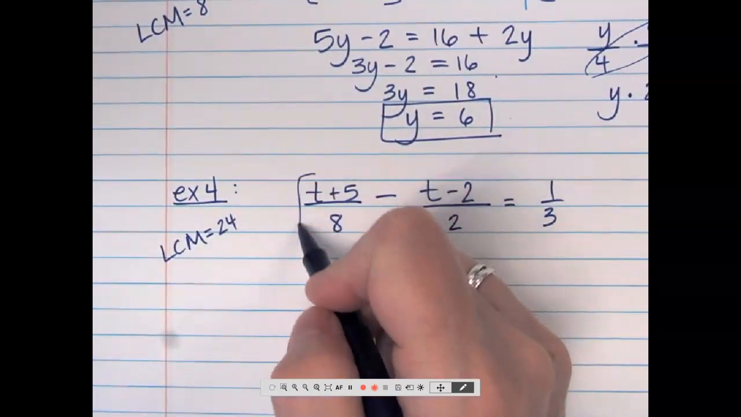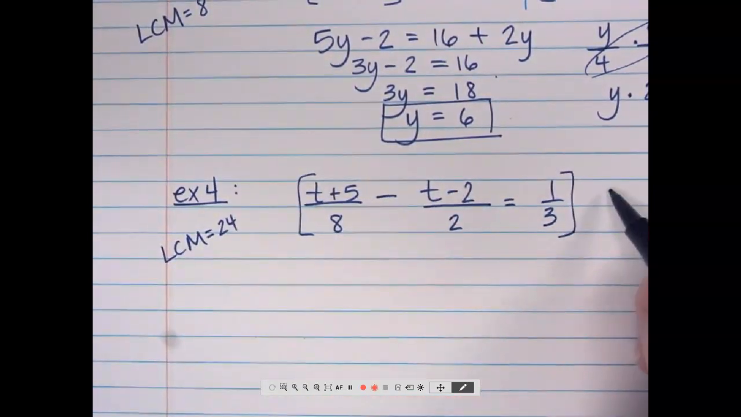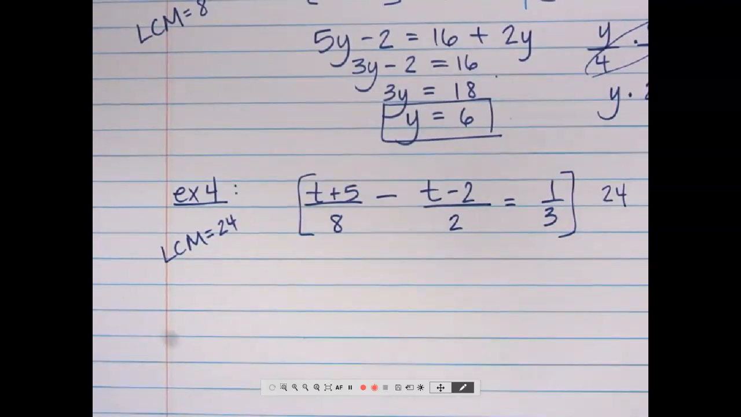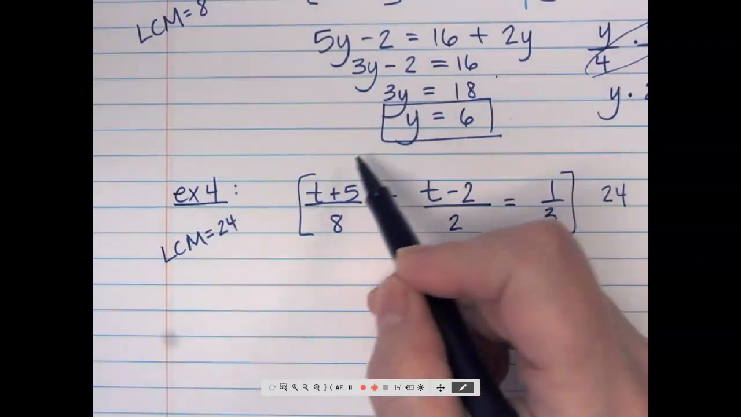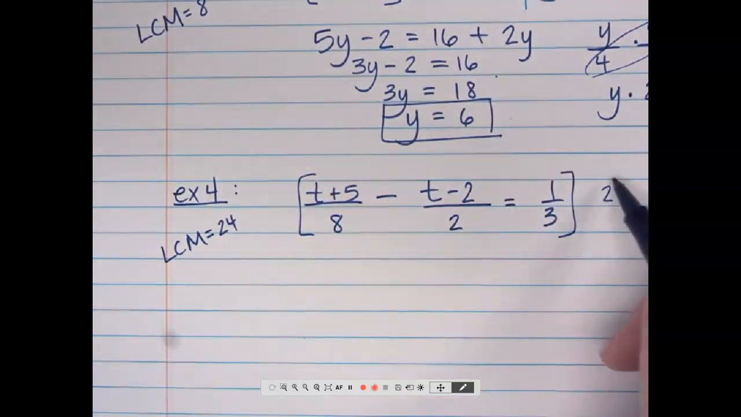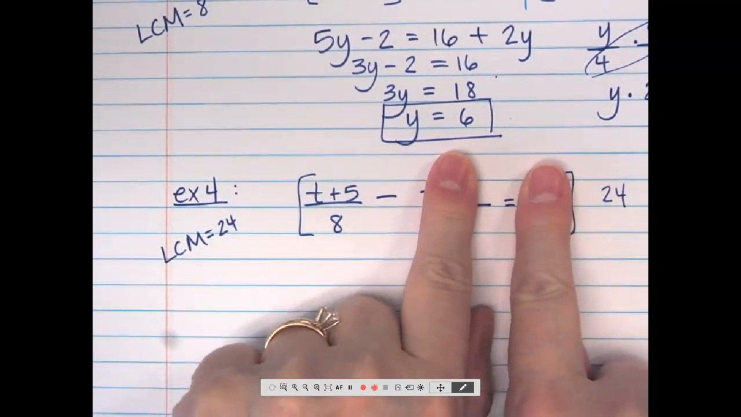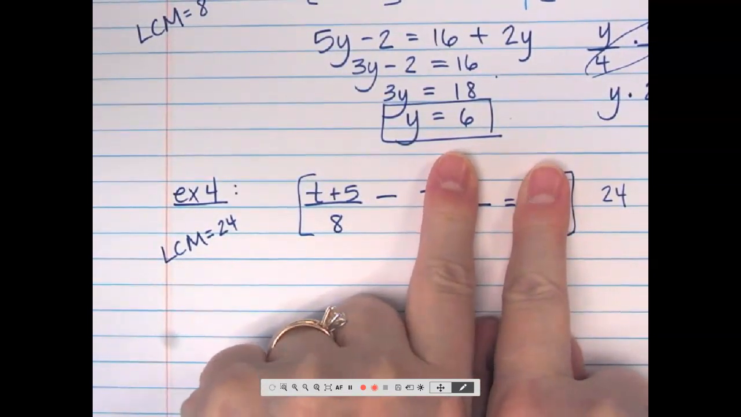Okay, so we're going to multiply. I'm just going to put one of these brackets. Everything in the equation gets multiplied by 24. Okay, so this term, and that term. Okay, so let's look at this. Just that first term and the 24.